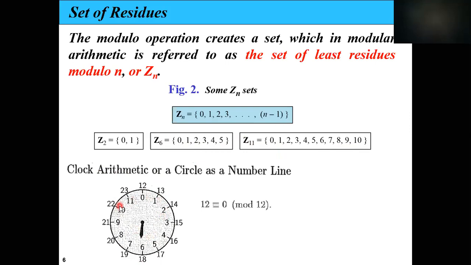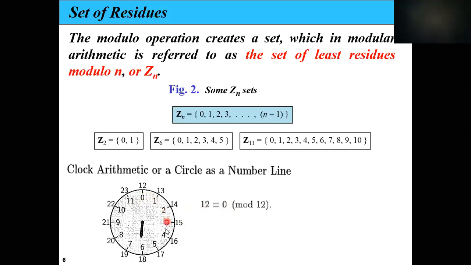If you look at the clock in your house in your daily life, there are 24 hours in a day, but your clock is basically based on modulo 12. In modulo 12, 12 is counted as 0. If you divide 12 by 12, the remainder will be 0.